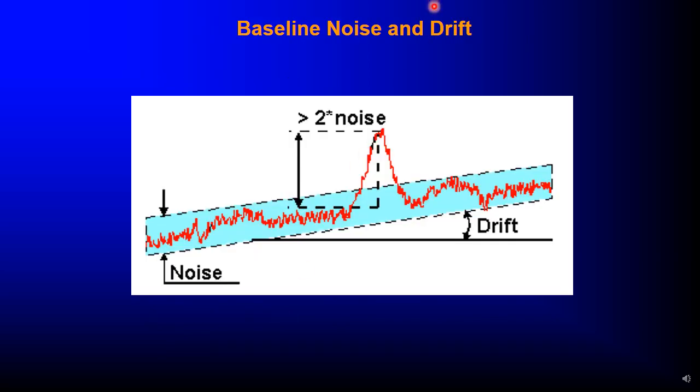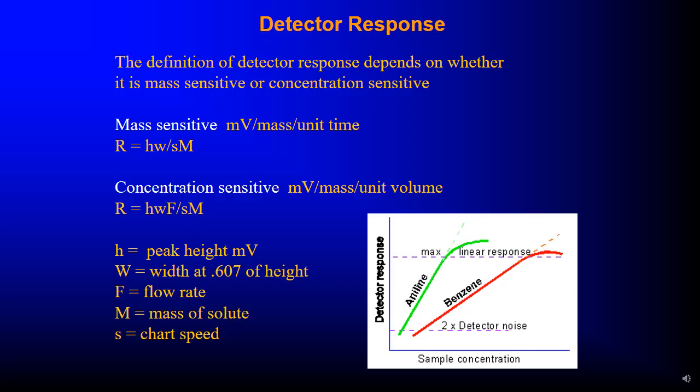So baseline noise and drift, you can be able to see. Detector response: the definition of detector response depends on whether it is mass sensitive or concentration sensitive. So mass sensitive, you can be able to see. Then concentration sensitive, you can also be able to see.